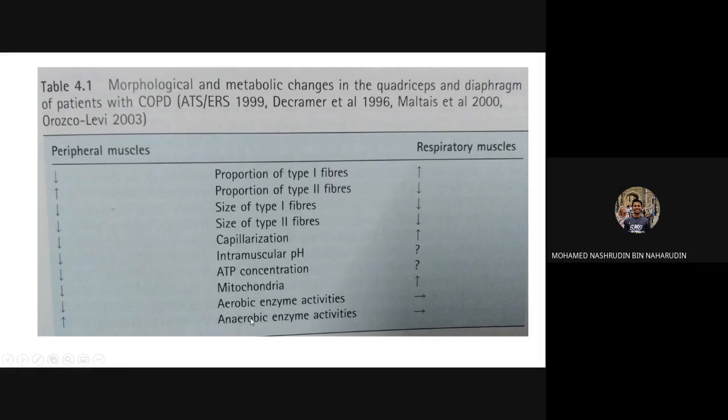And then aerobic enzyme activity is neutral. Same goes with anaerobic enzyme activities for respiratory muscles. But for peripheral muscles, in this case the quadriceps, the aerobic activity is reduced, and the anaerobic enzyme activity is increased. Okay, these are the alterations that happen when a person experiences chronic COPD.